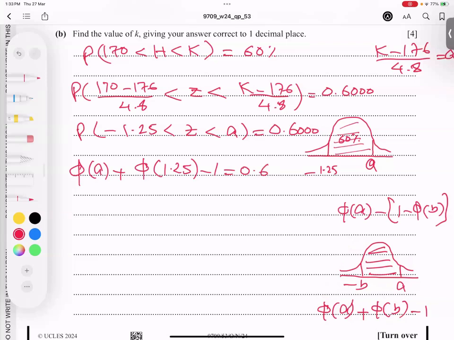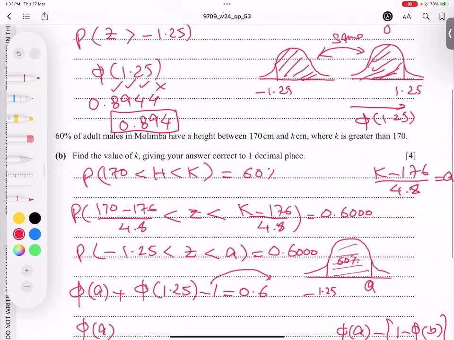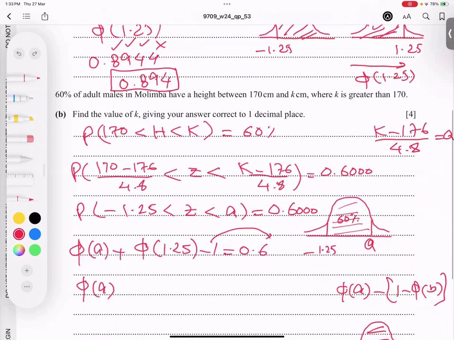I repeat my words. This phi of A I copied. This phi of B with a positive sign I copied. Add them and minus 1. So this number will go and add, and phi of A, I'm keeping it here as it is. And phi of 1.25, we have this answer. So 0.8944 is equal to 1.6.